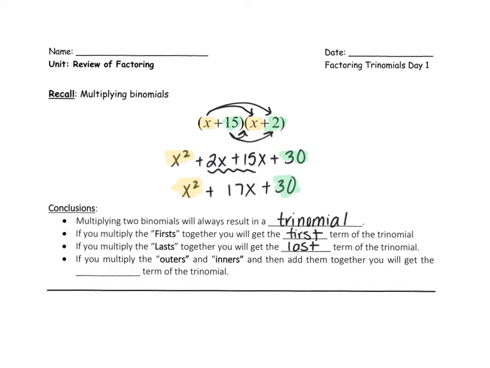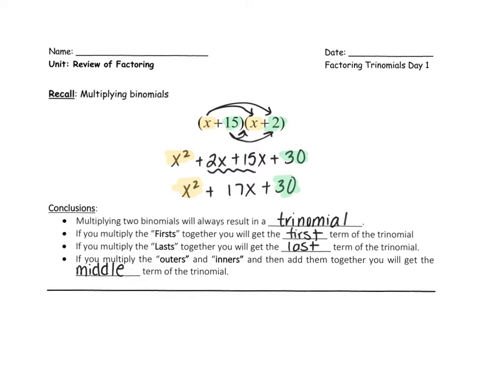And we like to call these the outers and the inners. If you multiply the opposite colors, the x and the 2, those are the outers, and the 15 and the x, those are the inners. So we have the outers and the inners, and if we multiply the outers and the inners and then add them together, that's what we did here. We added them together, and we'll get the middle term of the trinomial.